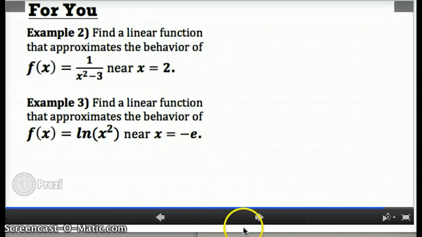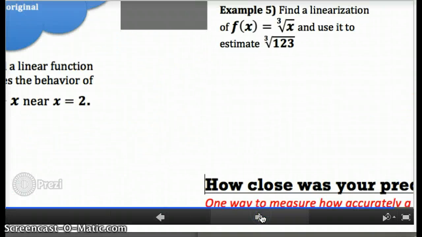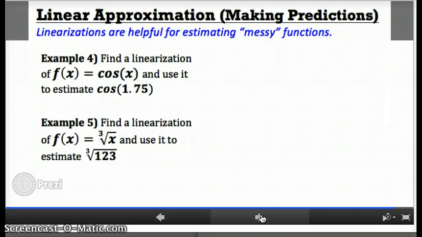So one reason linearization is useful is because it's helpful for estimating messy functions. You actually saw examples of this in class today when you were estimating square roots. Another example would be the cosine function. Suppose I asked you, what is cosine of 1.75? And then I told you, you can't use your calculator. Well, currently, we have no way of understanding what cosine of 1.75 would be. But linearization is actually going to give us a way to answer that question.